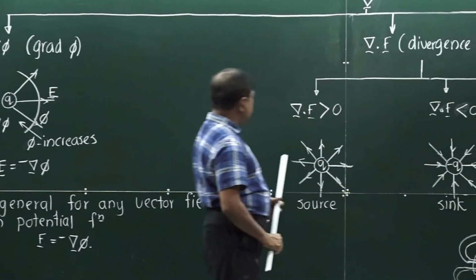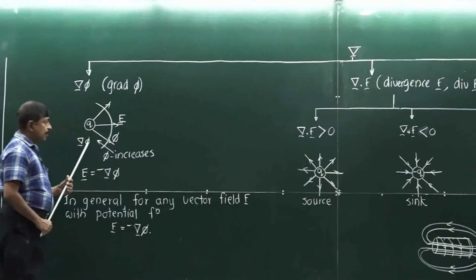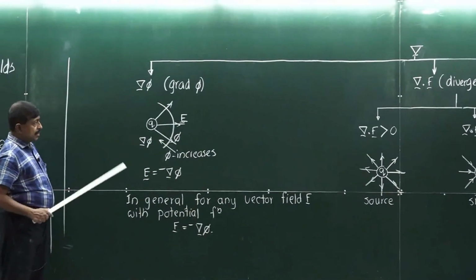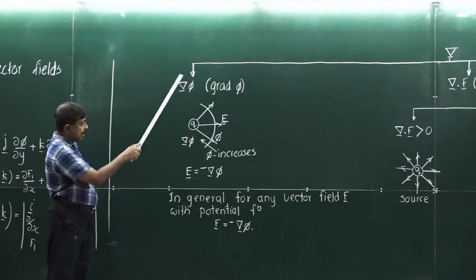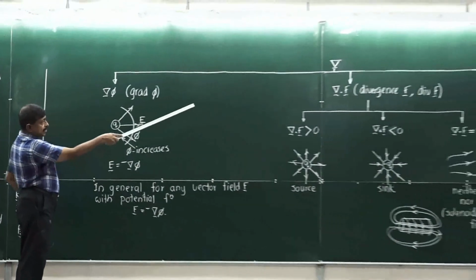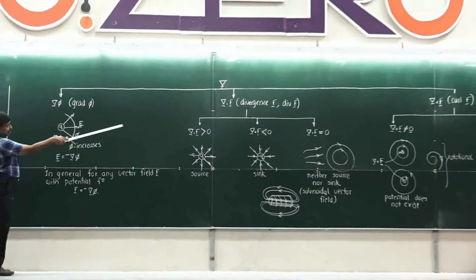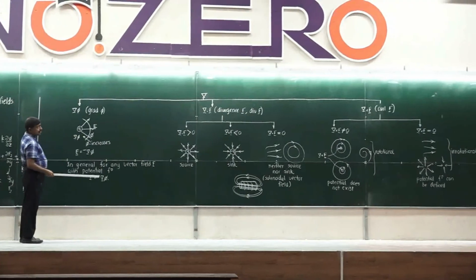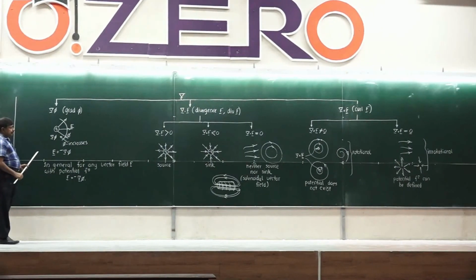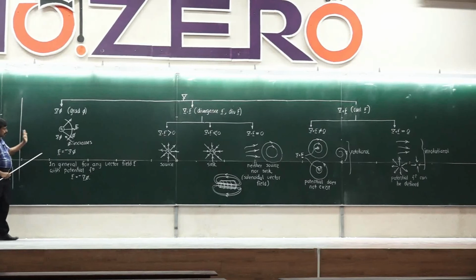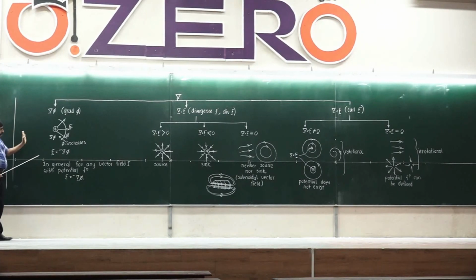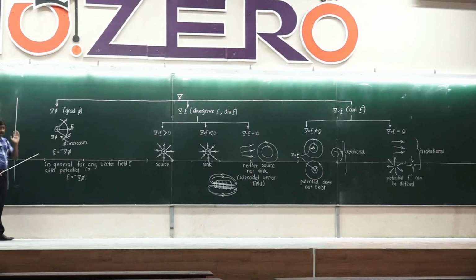So, this is extremely important. You can take it like a tree, and there are 3 branches, and the second branch has again some branches, 3 branches. So, this has all possible applications of the gradient operator in vector fields.